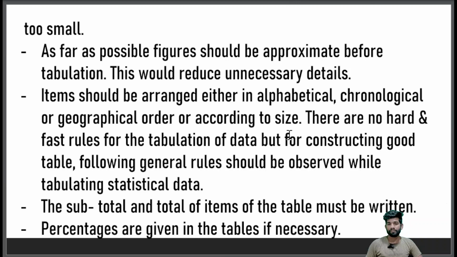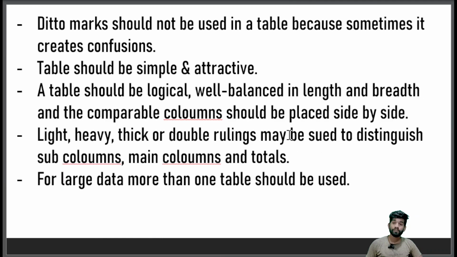But for constructing a good table, the following general rules should be observed while tabulating statistical data. The subtotal and total items of the table must be written. How many tables in our study, the total and subtotal of that, it should be written. Percentages are given in the tables if necessary. If necessary, you have to give the percentages in the table.